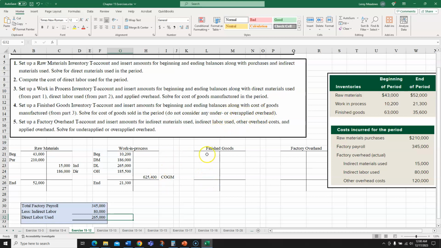Okay. So my finished goods, I'm going to have a beginning balance here. And how much was my beginning balance in finished goods and my ending balance? I can look over here, 63,000 was my beginning balance. Add to that my cost of goods manufactured, because that was just the amount transferred from work in process to finished goods, 625,400. And my ending balance in finished goods, not including the over and under applied overhead, was 35,600.